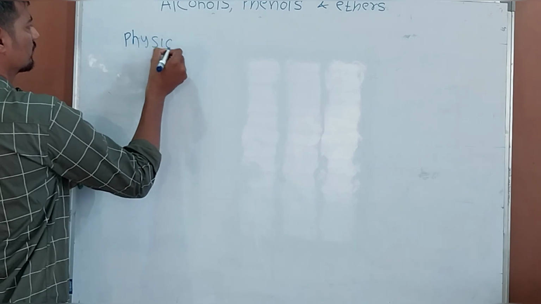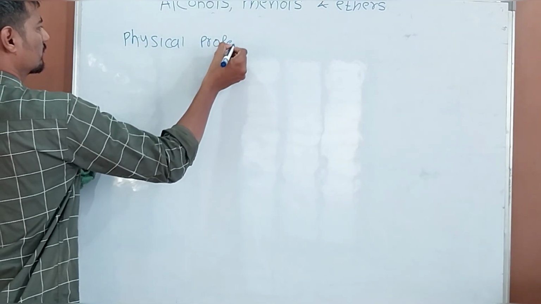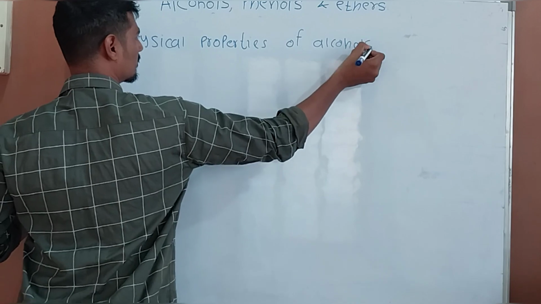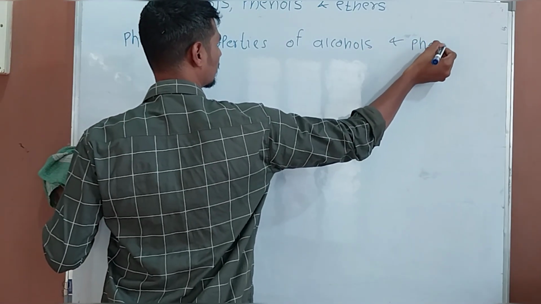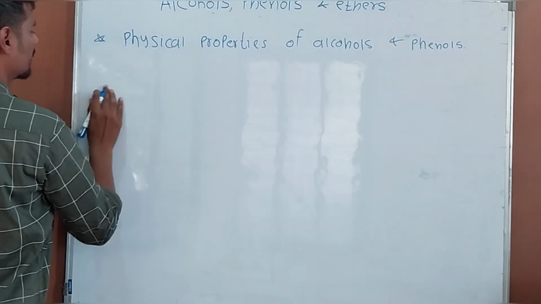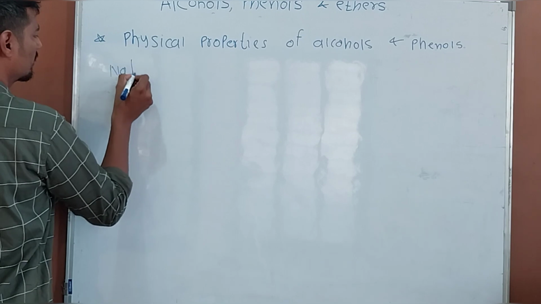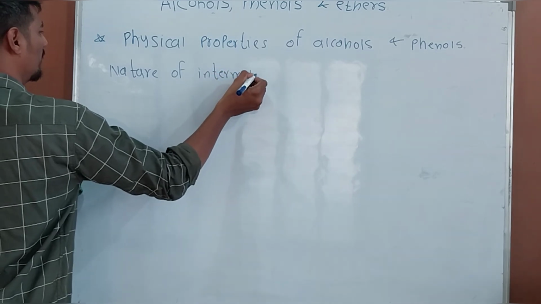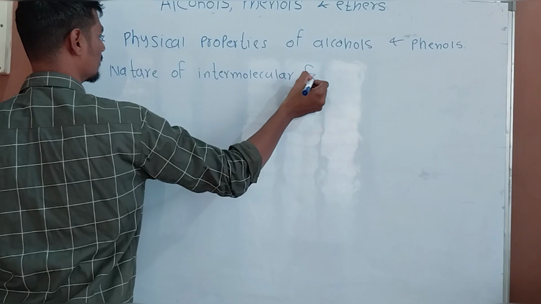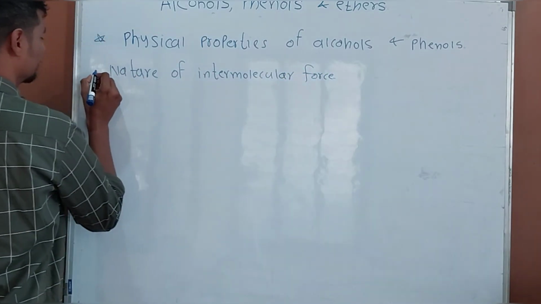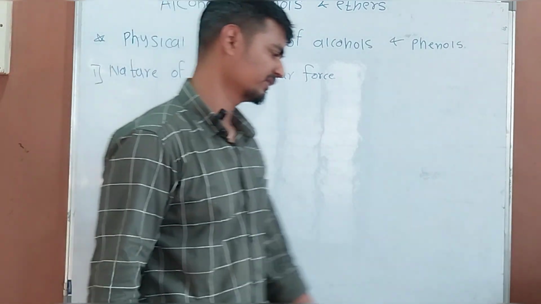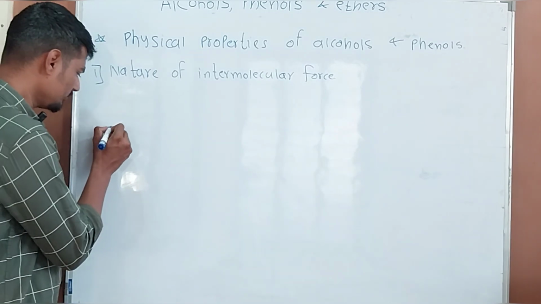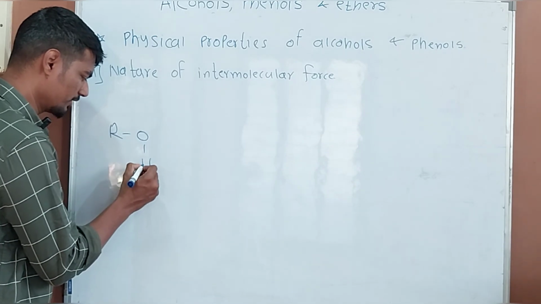Physical properties of alcohols and phenols. The first one is the nature of intermolecular force. This is our first physical property. Intermolecular means, suppose this is the molecule of alcohol, as we all know, ROH.